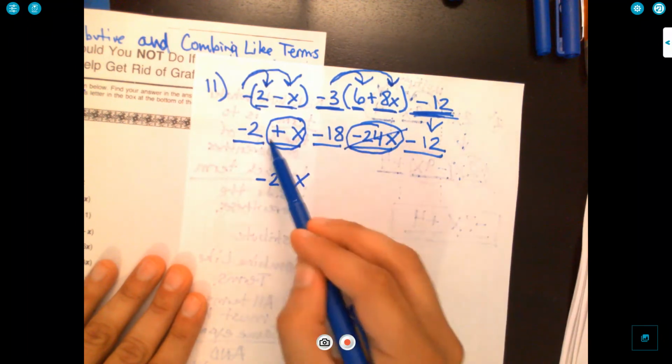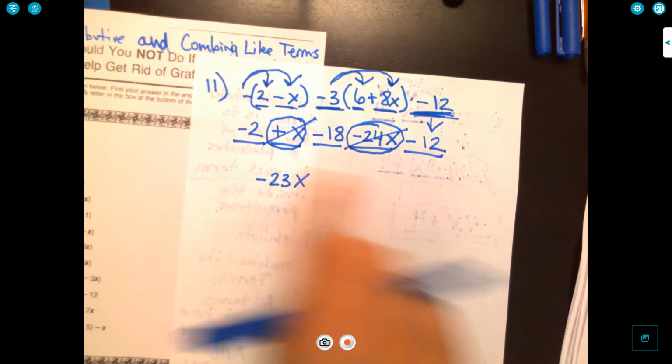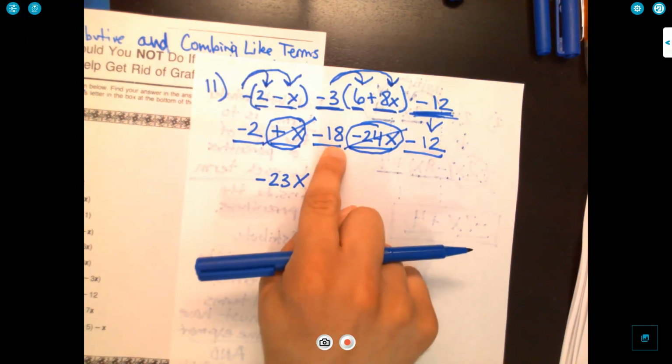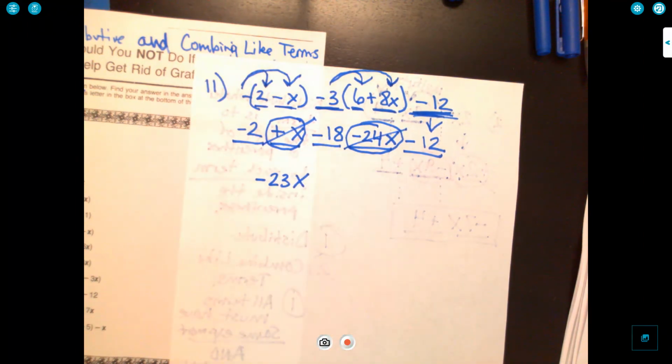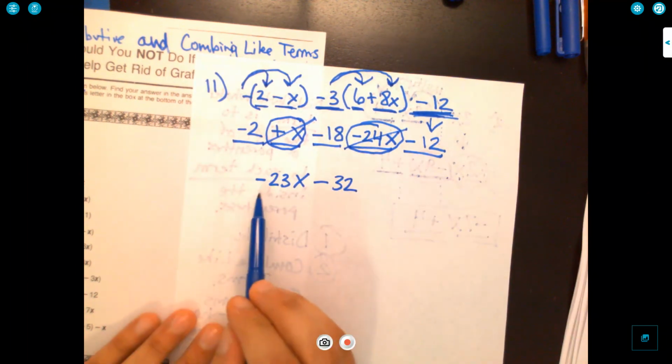Keep our variable and cross those out so I don't duplicate. I'm going to type this on the calculator. So we have negative 2 minus 18 minus 12. Our largest number is 18, and the sign is negative, so we know our sign is going to be negative. So I'm going to go ahead and put that negative. So negative 18 minus 12. We should get negative 32.